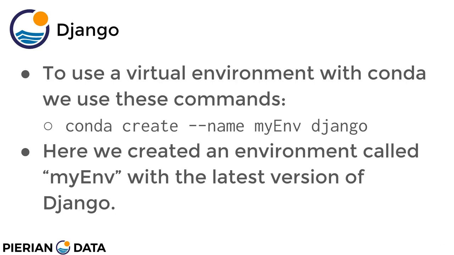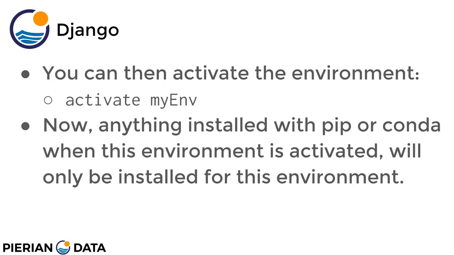And later on, you can specify a specific version for that package. So you can say Django equals 1.9 or 1.8, 1.10, etc. And then you can activate that environment with activate and the name of the environment. And this all happens at the command line.